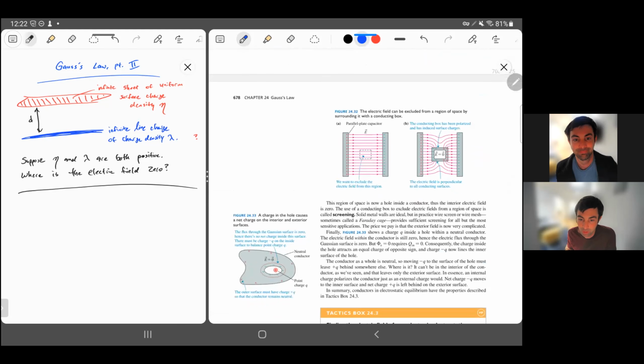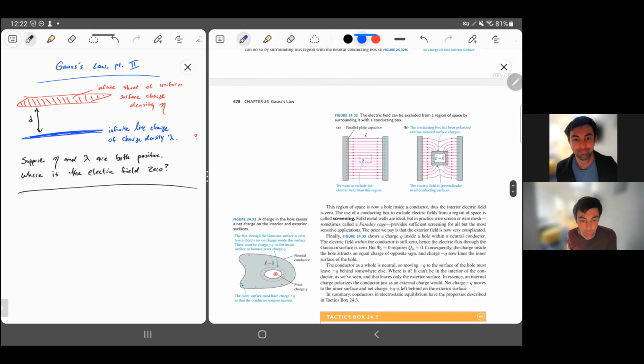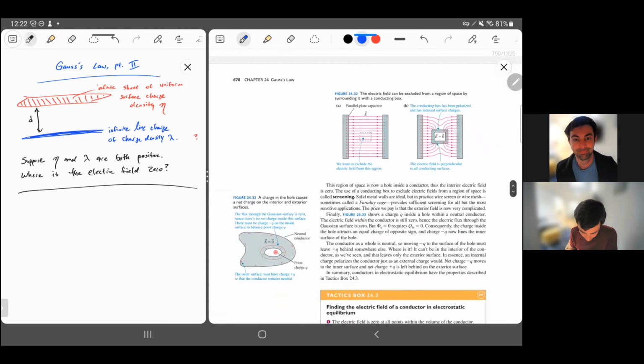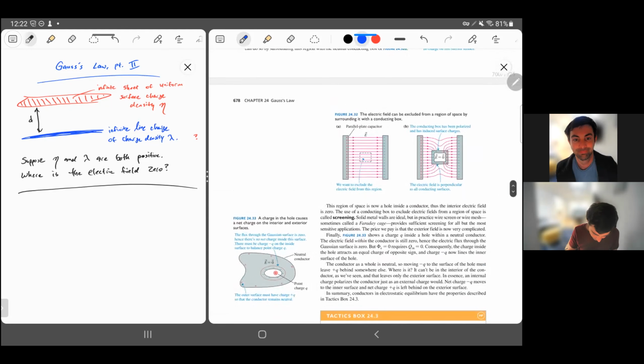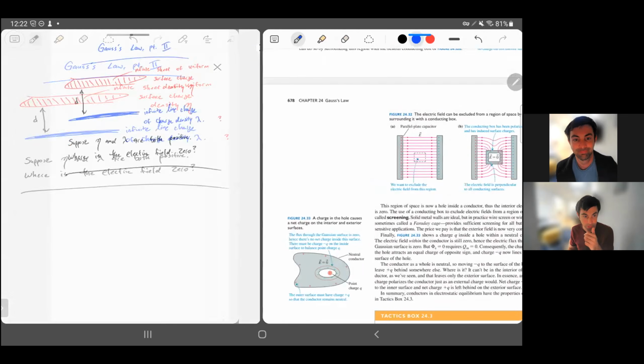And then your book talks about screening and Faraday cages as well. We'll talk about this a little bit more in class. To prevent the video from going too long, let's go over to the example now.